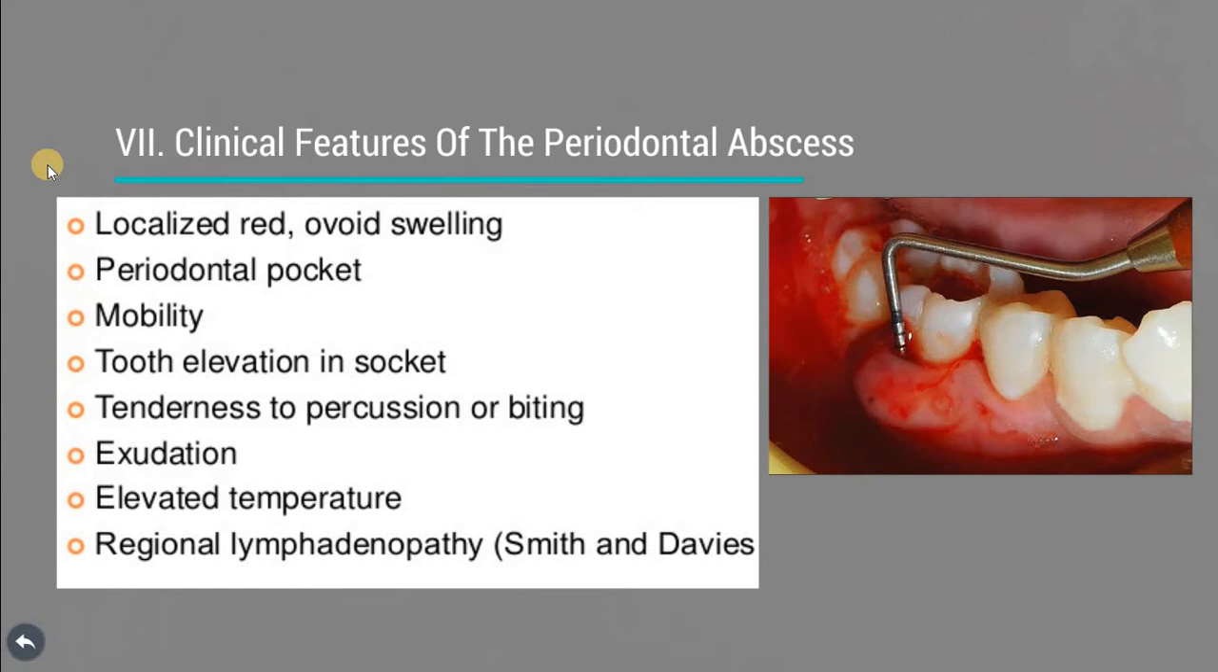So, the clinical features of periodontal abscess, as you see here: localized red ovoid swelling, periodontal pocketing, the tooth may be mobile or elevated in the socket, and there will be tenderness to percussion or on biting on some objects like a cotton roll. You may find exudation while probing or sometimes on gentle pressure on the gingiva. And in severe cases, there will be elevation of temperature, fever, and regional lymphadenopathy.